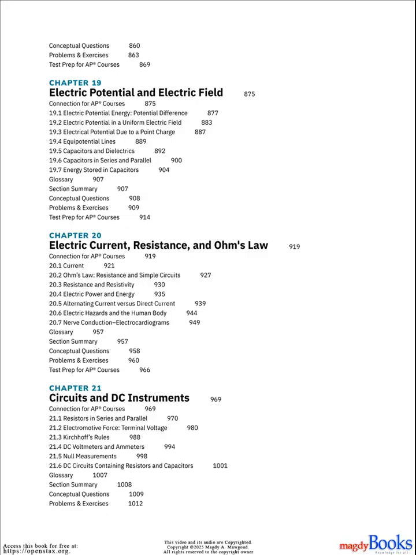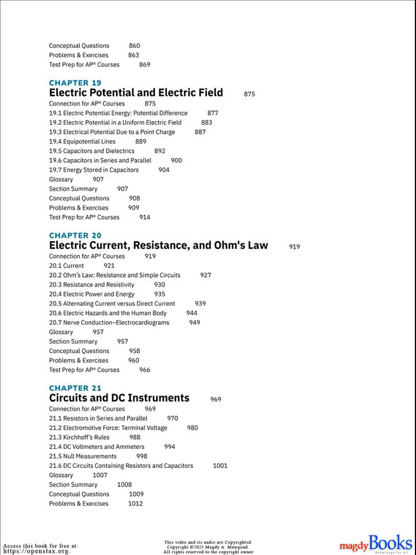Chapter 20. Electric current, resistance, and Ohm's law. Connection for AP courses. 20.1. Current. 20.2. Ohm's law. Resistance and simple circuits. 20.3. Resistance and resistivity. 20.4. Electric power and energy. 20.5. Alternating current versus direct current. 20.6. Electric hazards in the human body. 20.7. Nerve conduction, electrocardiograms. Glossary. Section summary. Conceptual questions. Problems and exercises. Test prep for AP courses.